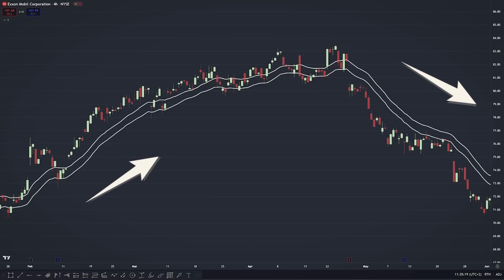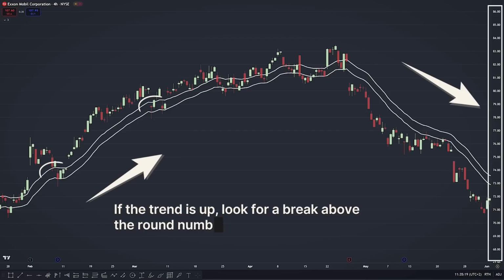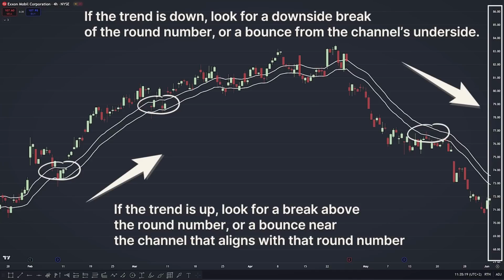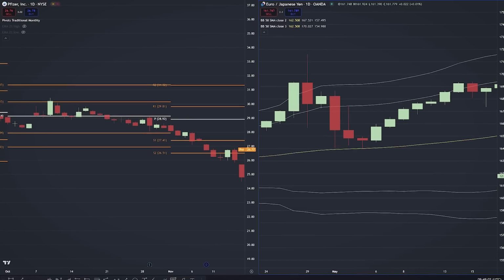So here's the plan. You identify the overall trend with the channel. You find the nearest round numbers. You then wait for price to approach that round number with the channel as a guide. If the trend is up, look for a break above the round number or a bounce near the channel that aligns with that round number. If the trend is down, look for a downside break of the round number or a bounce from the channel's underside. You can also trade different combinations using all the tools and indicators we've talked about.